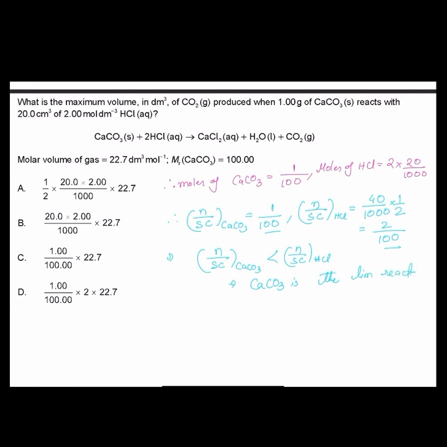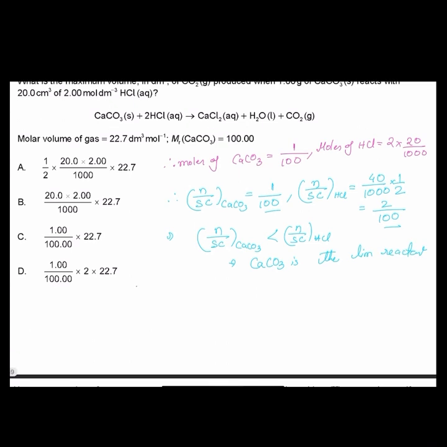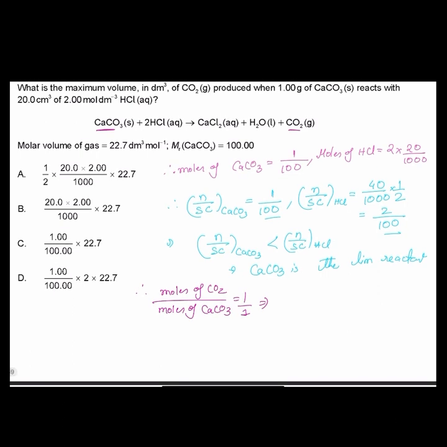Now we know the limiting reactant. We'll use it as the basis of our calculations. So I have to write the stoichiometric ratio between CaCO3 and CO2, and write moles of CO2 by moles of CaCO3. This will be equal to 1 by 1. So what I can say is that moles of CO2 is equal to the moles of CaCO3. So moles of CO2 equals moles of CaCO3. Moles of CaCO3 is 1 by 100.